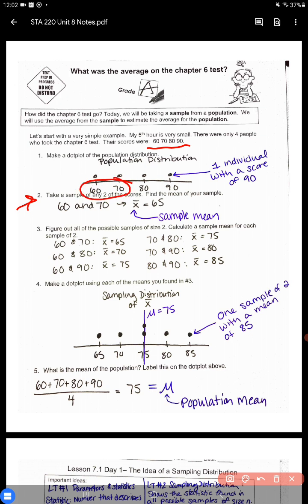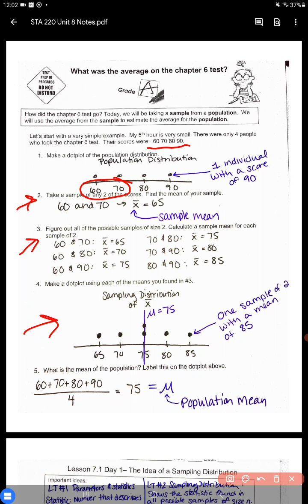So to find the mean, I would add 60 and 70 together and divide by 2, and I get that the mean of those 2 scores was 65. Here's where I get my sampling distribution. I take all possible samples of size 2. So that'd be 60 and 70, 60 and 80, 60 and 90. So there's 6 different arrangements of 2 people that I could choose, right? And I could get the mean of all of those.